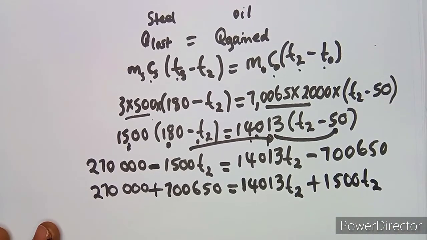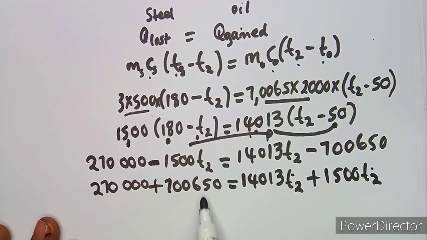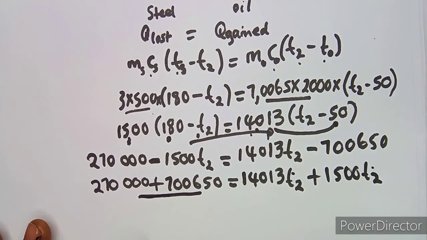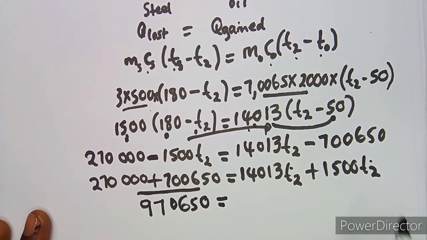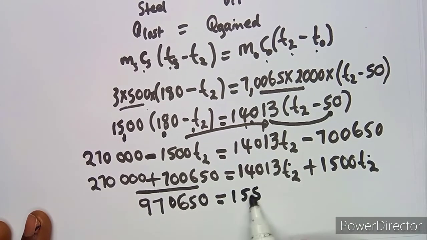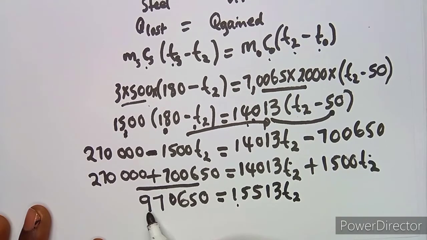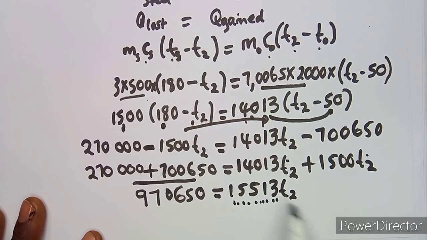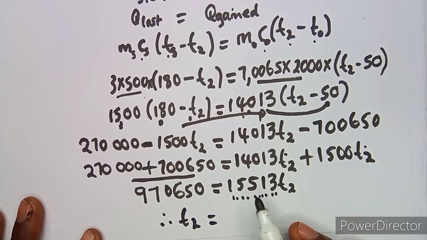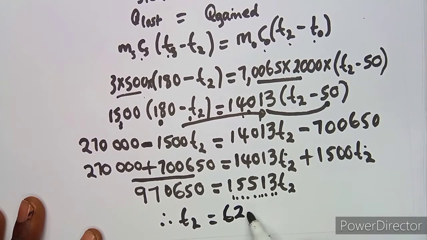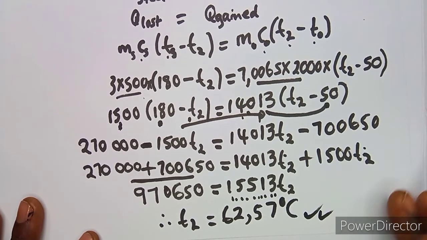All right, so you collected like terms, the ones with T to one side, the constants to one side. So you combine these two numbers, add them together, you're going to obtain 970650, which is equal to, adding these two numbers, 15513 T2. All right, then definitely divide both sides by 15513. So therefore your T2 is going to be 62.57 degrees Celsius.